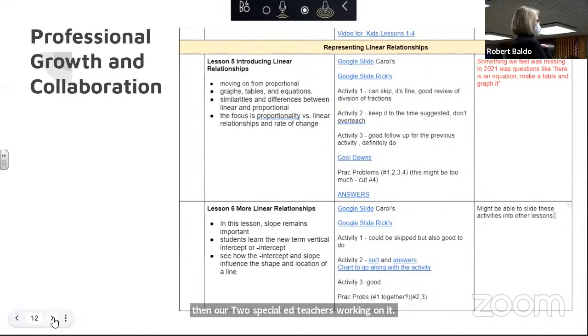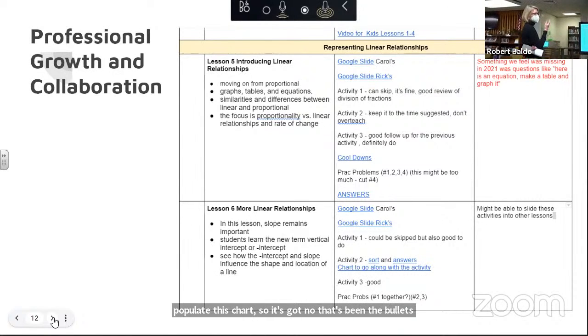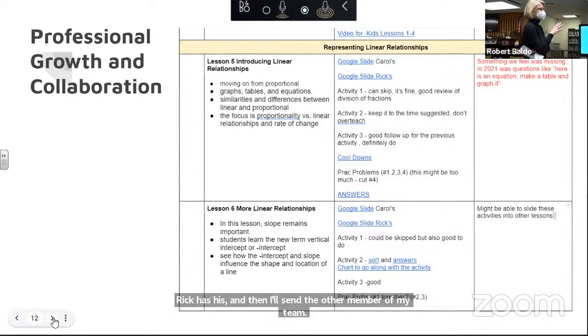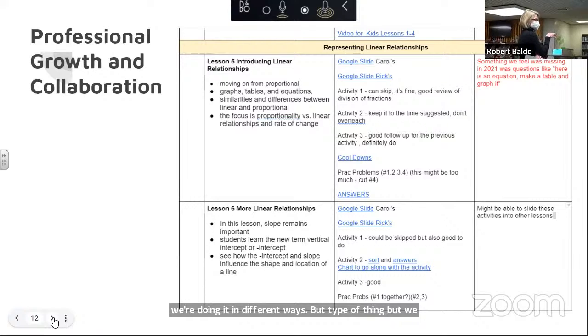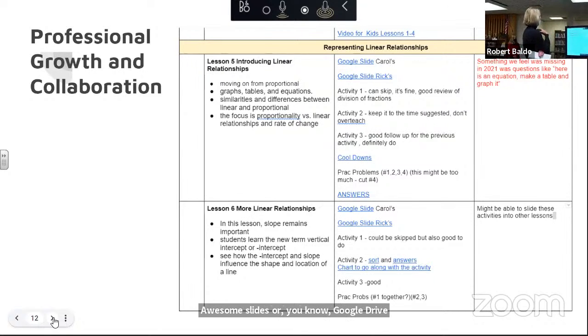Before a unit starts, what Stacy and I do is we populate this chart. So it has the lesson and the bullets showing the main point of the lesson. Illustrative Math provides Google Slides, so I put that in. I like them. Rick doesn't like the way I like them, so Rick has his. And then Allison, the other member of my team, makes them from scratch because she feels that for her to completely understand what she's doing, she needs to do it from scratch. So we're doing it in different ways, but we also always come back to this and talk about it. Like, I might peek at Rick's slides. Allison's slides are in our Google Drive. I can always go to them.